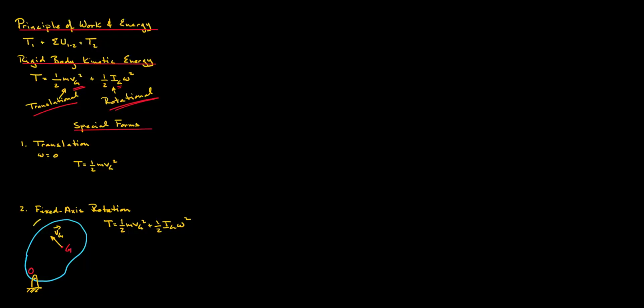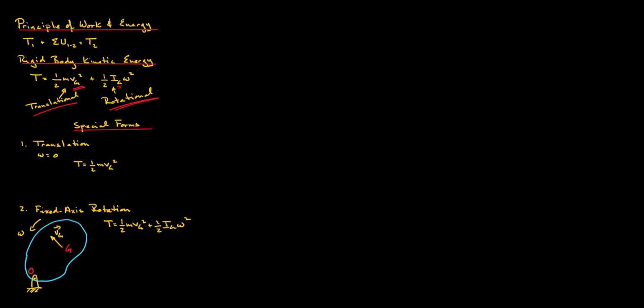I'm just going to add here that we definitely do have an angular velocity omega. However, if the axis of rotation happens to coincide with the center of mass G, then v_G will be equal to 0, and you will only have the kinetic energy being 1/2 I_G omega squared.